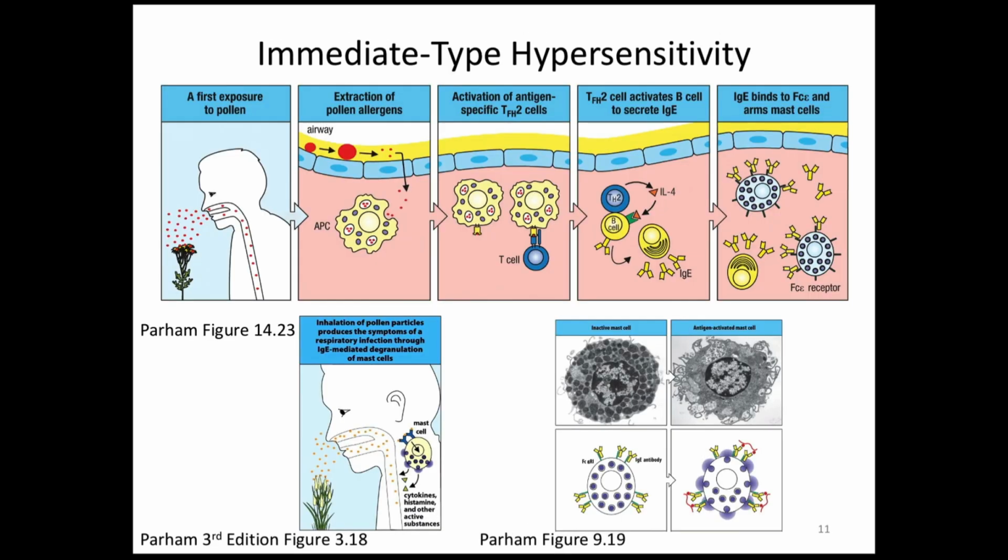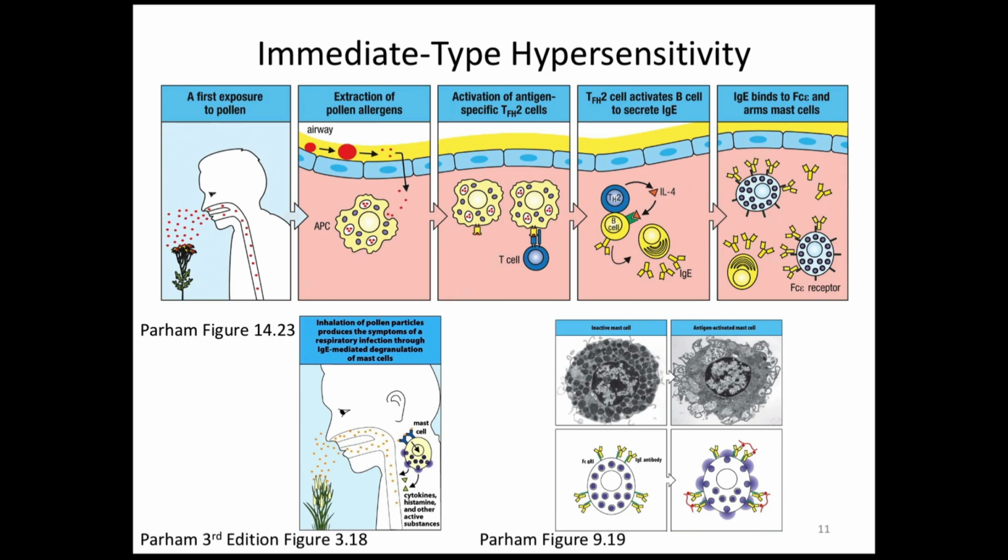And so you can see this here. Here is a person seeing pollen for the first time. The first time they see that pollen, the pollen antigen is picked up by some antigen-presenting cell. We're turning on a T cell. The T cell turns on a B cell. The B cell makes IgE.